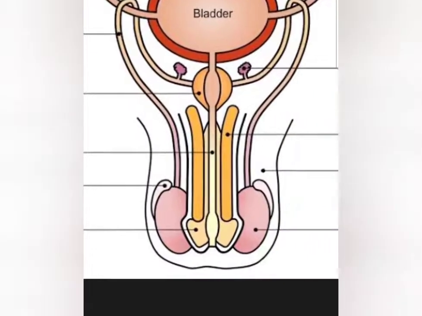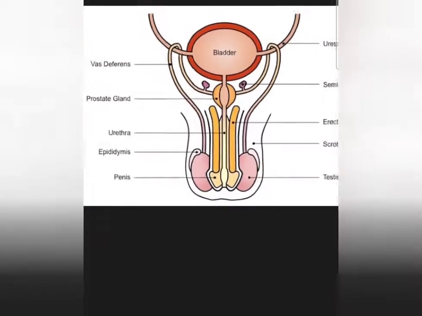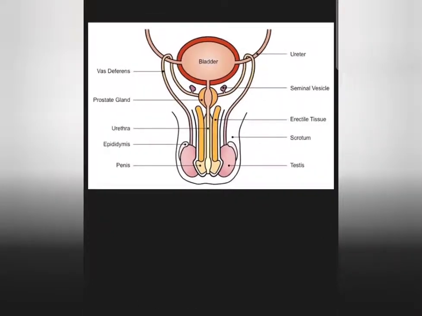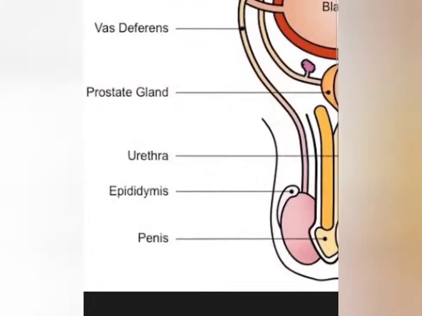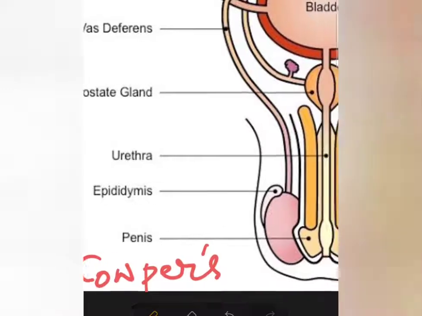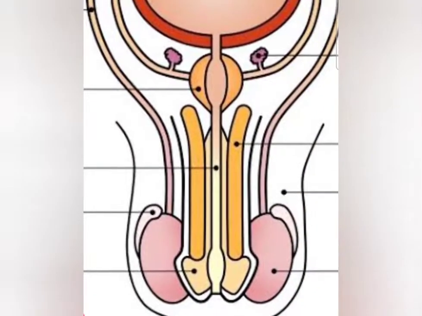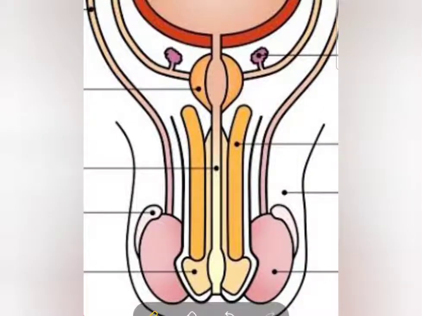Next we come to another gland which is not marked here. The name of the gland is Cowper's gland. Okay, so let me write the name here. Cowper's gland. It is not labeled here, so I will draw the Cowper's gland here for you. It is basically located right here. On two sides of the urethra, right below the prostate gland, the Cowper's gland is located.